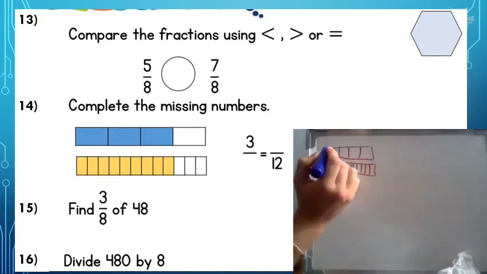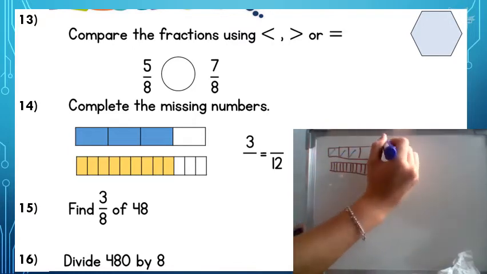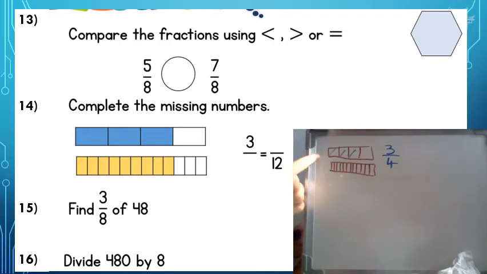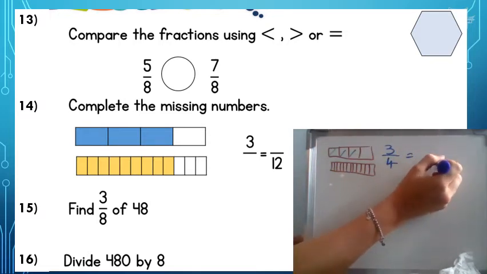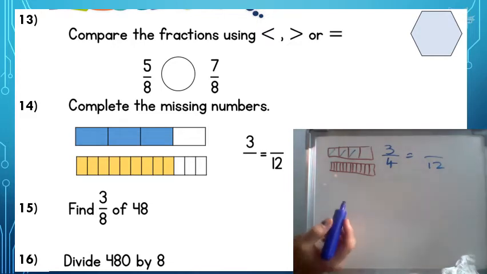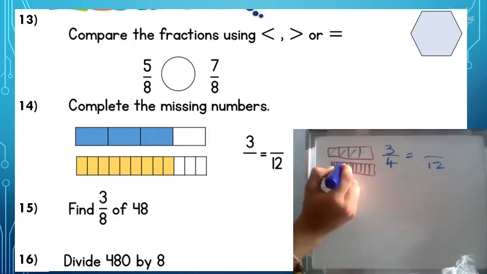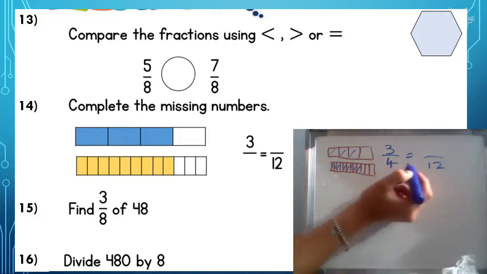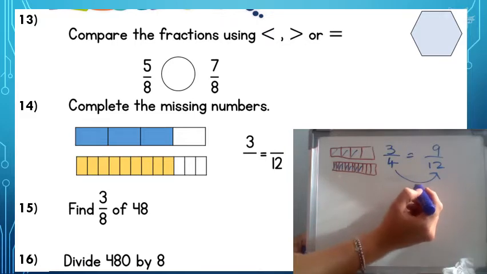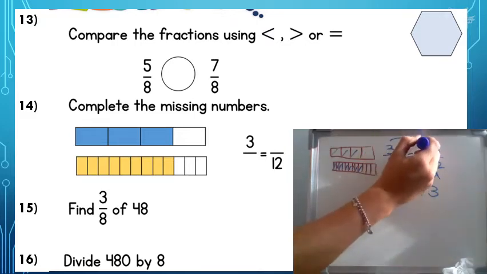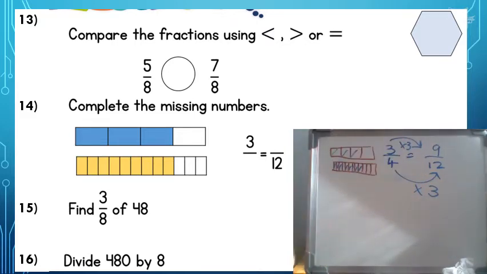For number 14, we can see that 3 parts, so 3/4, are shaded on this top one because there are obviously 4 parts in total, and we want to know how many 12ths are shaded. Well, we could have counted it 1, 2, 3, 4, 5, 6, 7, 8, 9, or alternatively we could have done how many 4s go into 12. Well, we're timesing by 3, so I times my top number by 3 to find the answer 9/12.